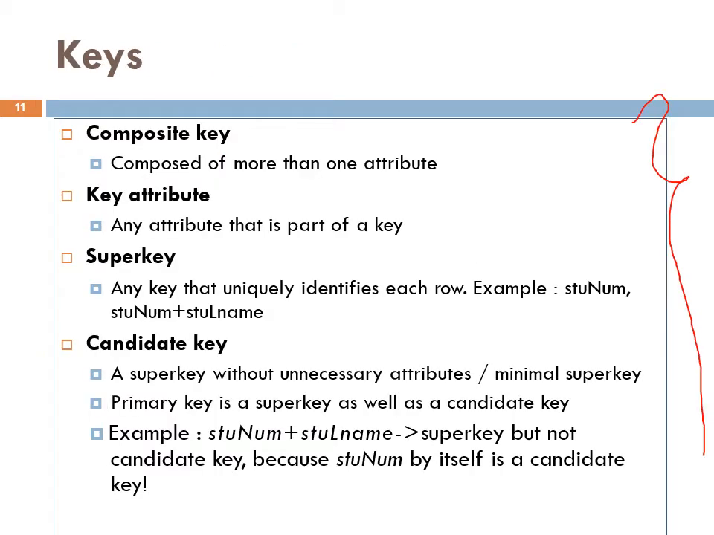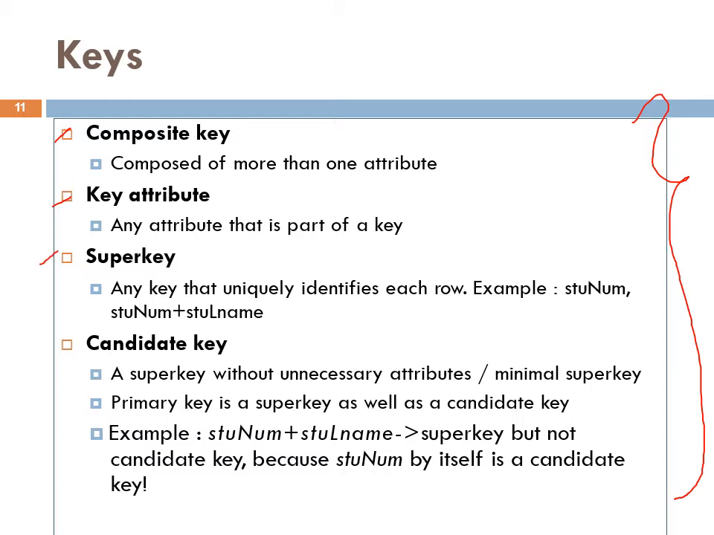These are the key terms used in the relational model. As I mentioned in the previous slide, it's about the composite key. A composite key is composed of more than one attribute. Just keep in mind that it might take more than a single attribute to define functional dependence. A key may be composed of more than one attribute, which is multi-attribute, and that is what we call a composite key. Key attributes refers to any attribute that is part of a key.